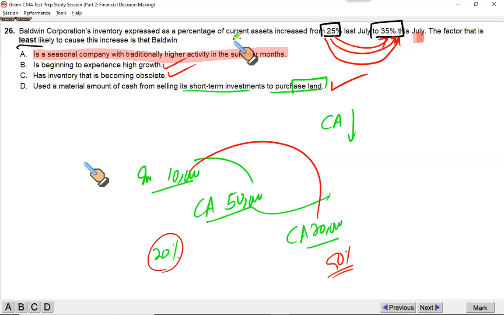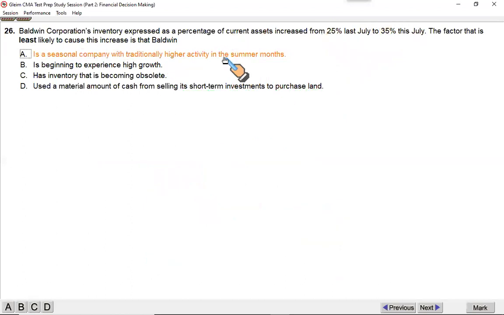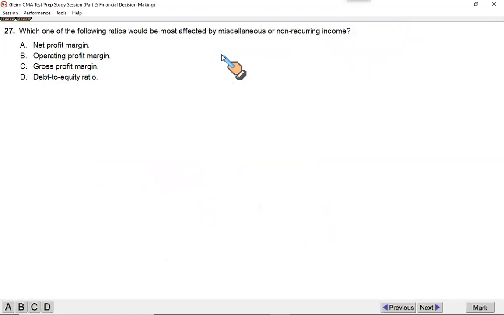Every year, there is the same effect of seasonality. So this is not something that has happened suddenly. Last July it was 25%, this July is 35%. So this doesn't justify, because the seasonality is there. If seasonality is there, July last year was the same as July this year. Why do we have more inventory than the last year? This is not the cause. This is not the reason, because of seasonality. Because the season of July comes every year, not this year alone.